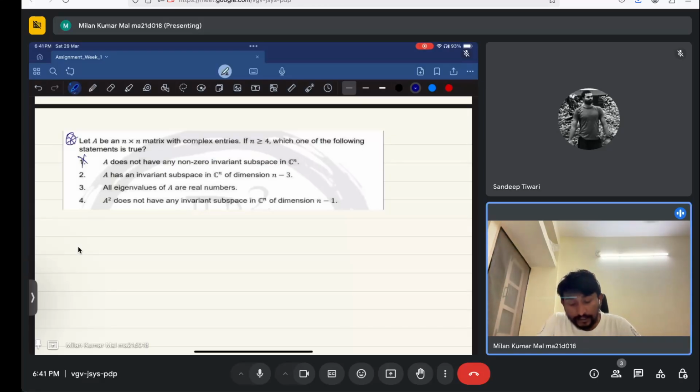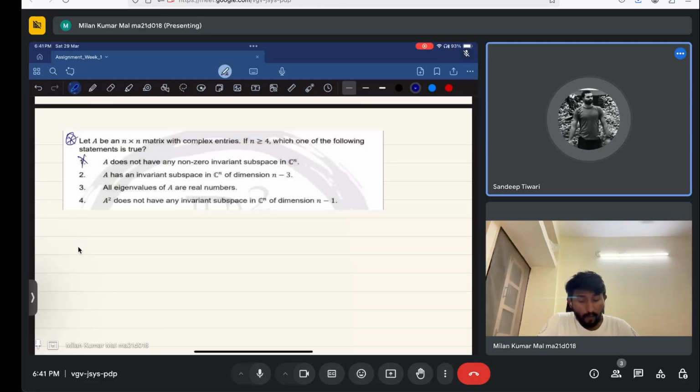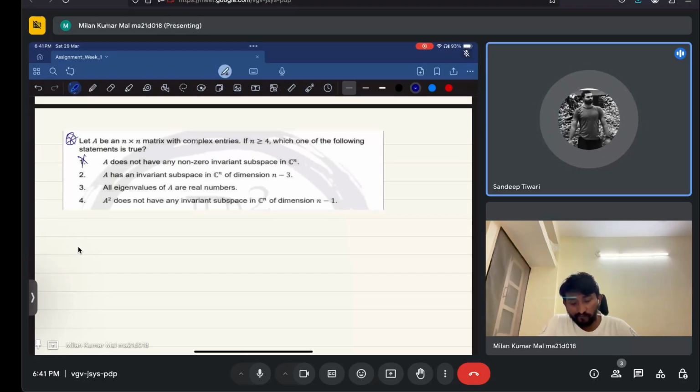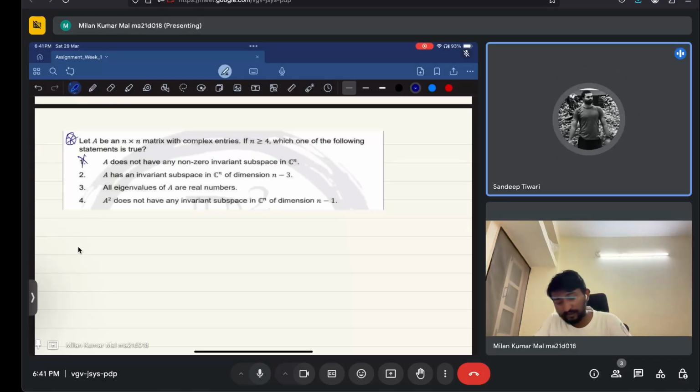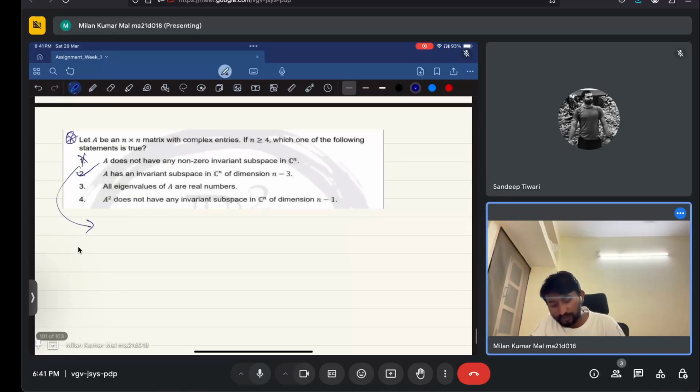Second option: A has an invariant subspace in Cn of dimension n minus 3. This is correct. Why, sir? Because A is triangulable, sir. Yes, that's true. Is this triangulable? Yes, and you know that for every dimension you will have an invariant subspace. Yes, sir. Very good. Thanks to you for asking those questions.